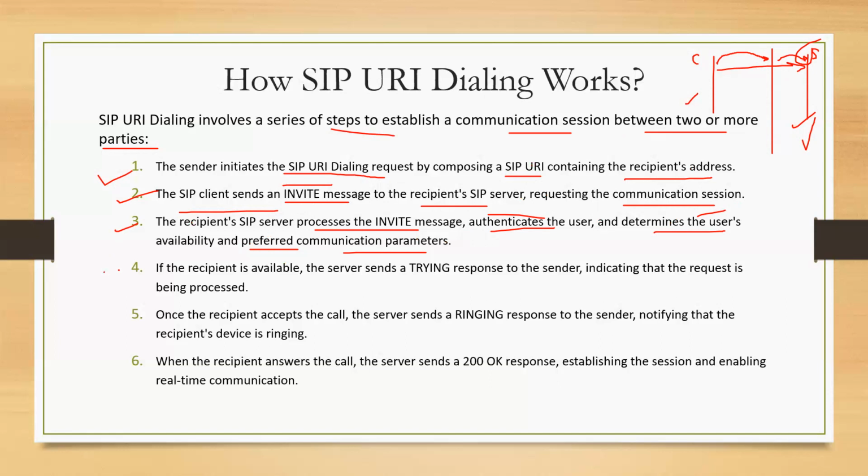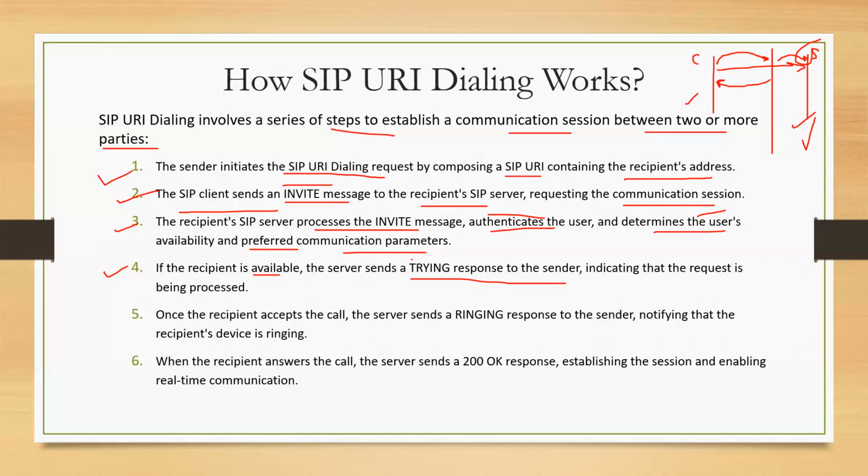And then it says it has already authenticated and checked the user's availability. It says if the recipient is available, this is your recipient, the server sends a trying response to the client. If this is available, then this server will send a 100 Trying message to the client. That means this is available, and this SIP server has already sent an invite message to the recipient, right?